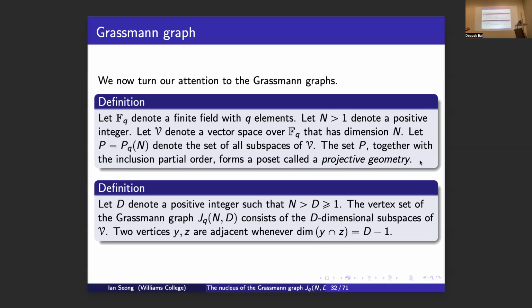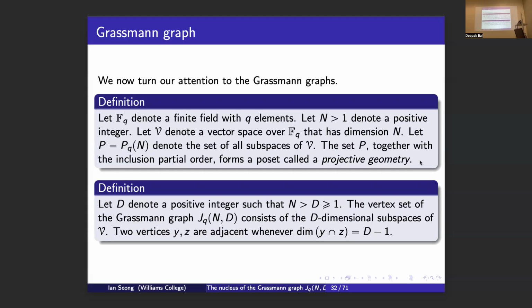Okay, let N denote a positive integer, and let fancy V denote a vector space over the finite field FQ that has dimension N. So we were talking about the set of size N for the Johnson graph. For the Grassmann graph, we have a vector space over a finite field that has dimension N. Now let P denote the set of all subspaces of the fancy V. The set P together with the inclusion partial order is going to form a poset, and we call this a projective geometry. So just like how we had the subset lattice, we have a projective geometry in this case.